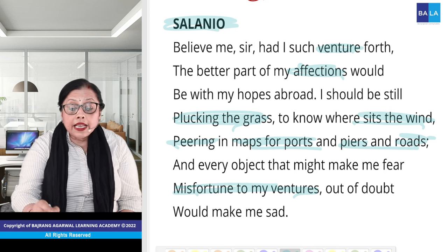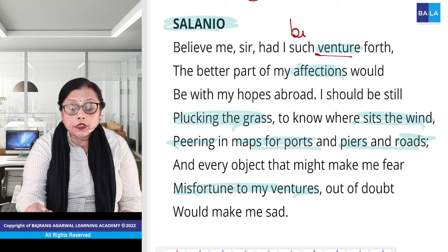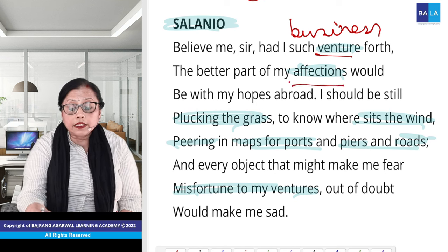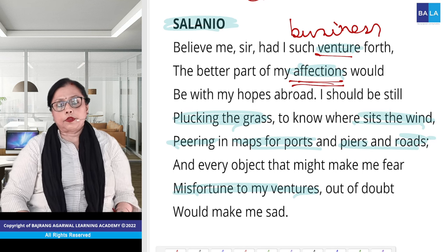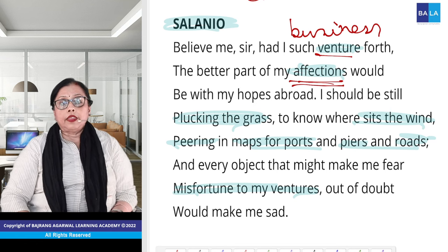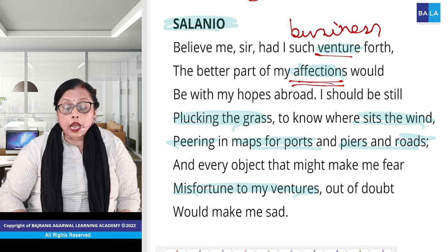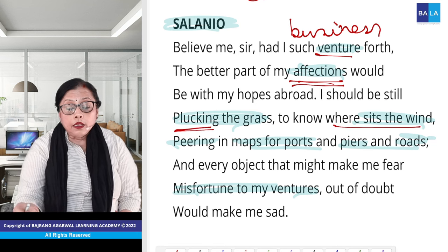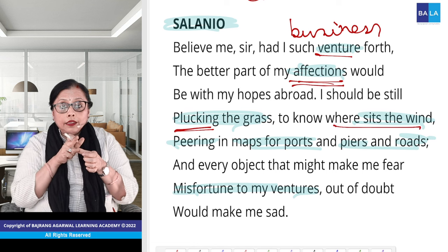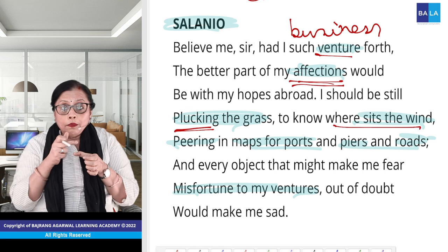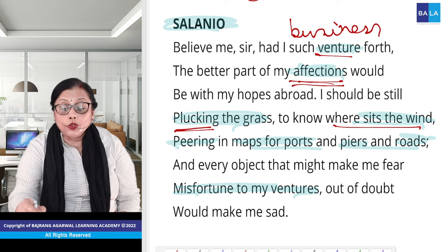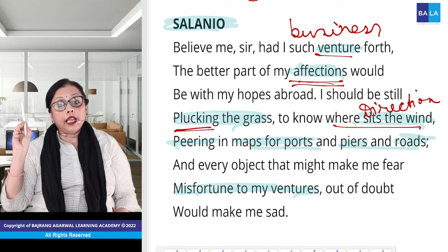So he says, believe me, sir, had I such ventures. What is the meaning of ventures? Business ventures. So if I had such business ventures like yours, the better part of my feelings, affections, would be with my ships, which are abroad. Abroad meaning here and there, all parts of the world. I would always be thinking of my ships. I would be plucking, meaning pulling, the grass. Why? To know which side the grass is blowing. The grass doesn't blow, but the wind blows and the grass just moves. To know the direction of the wind, where sits the wind, so I would know that my ships have gone in that direction, and whether they are safe or not.